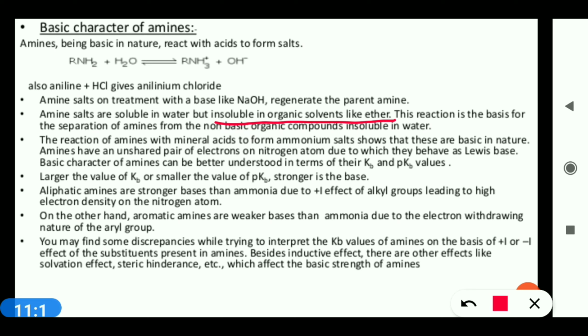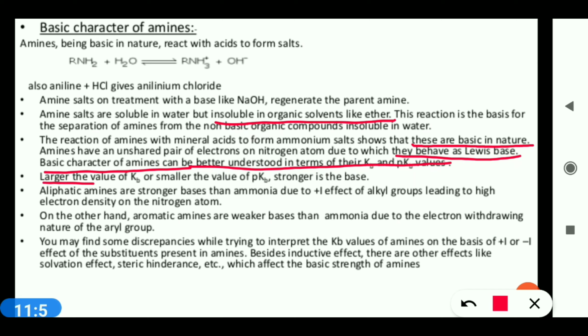And this reaction is the basis for the separation of amines from the non-basic organic compounds insoluble in water. And the solubility is because of the hydrogen bonding. The more hydrogen attached with the nitrogen of amine, the more will be the hydrogen bonding and the more will be the solubility in water. Reaction of amines with the mineral acid to form the ammonium salt shows that these are basic in nature. Amines have unshared pair of electrons on nitrogen atom, due to which they behave as Lewis base. Basic character of amines can be better understood in terms of Ka and pKa. This we have discussed in class 11th.